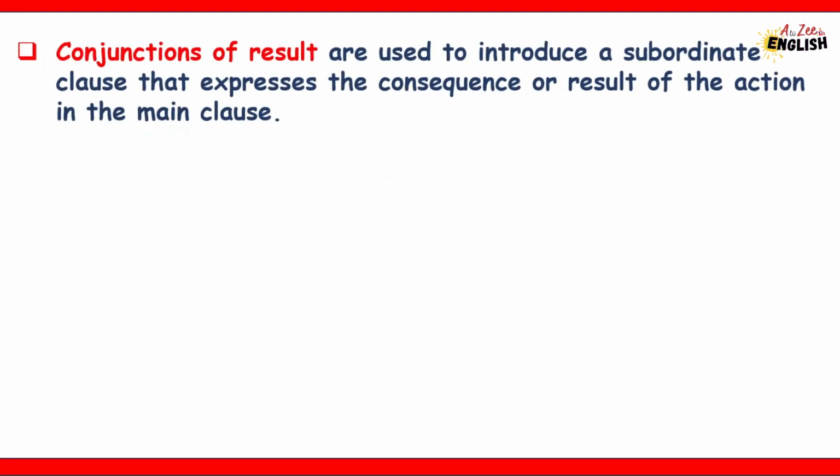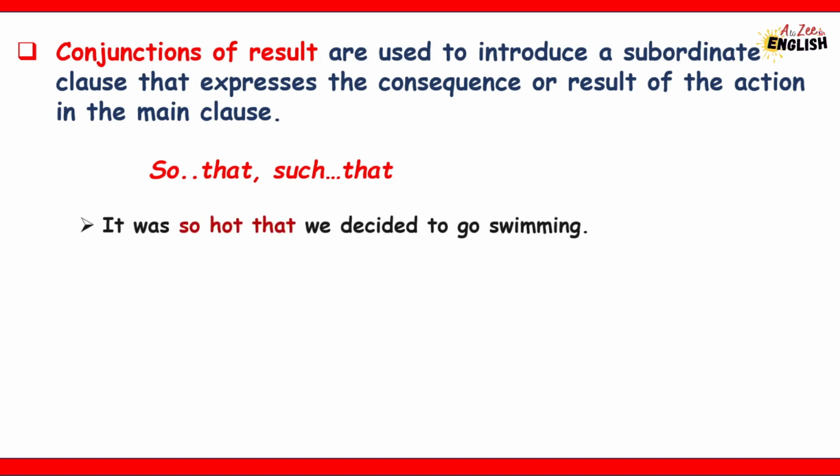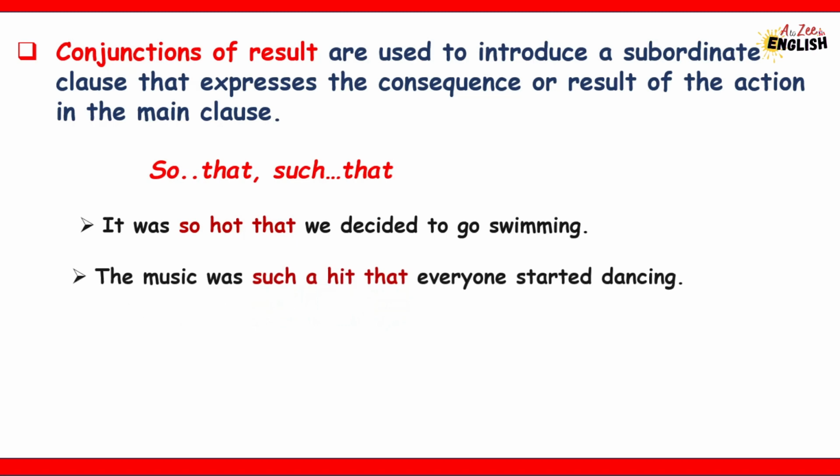Next one is the conjunctions of result. Conjunctions of result are used to introduce a subordinate clause that expresses the consequence or result of the action in the main clause. So that, such that are the examples of this conjunction. It was so hot that we decided to go swimming. Here, the subordinate clause, so hot that we decided to go swimming, indicates the result or consequence of the extreme heat. In the same way, the music was such a hit that everyone started dancing.